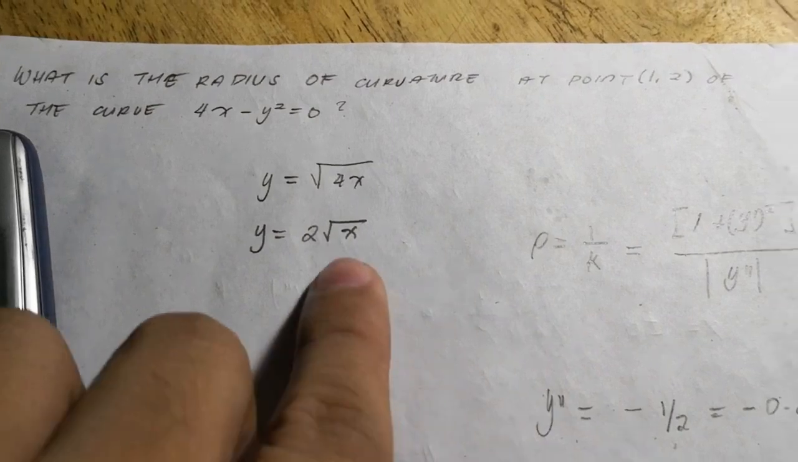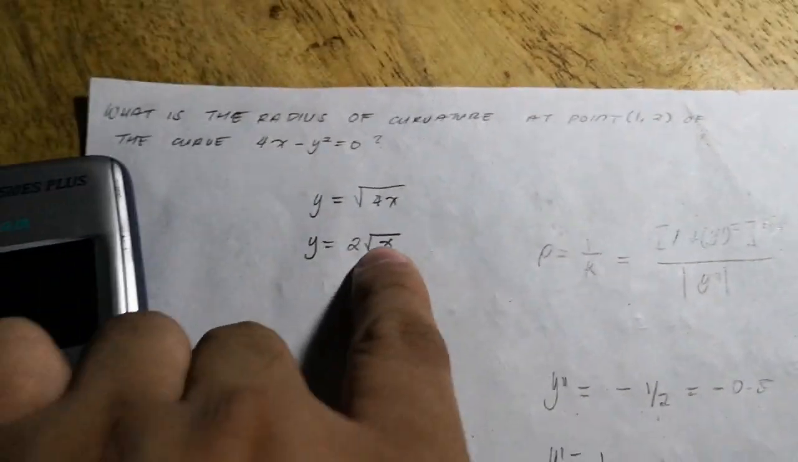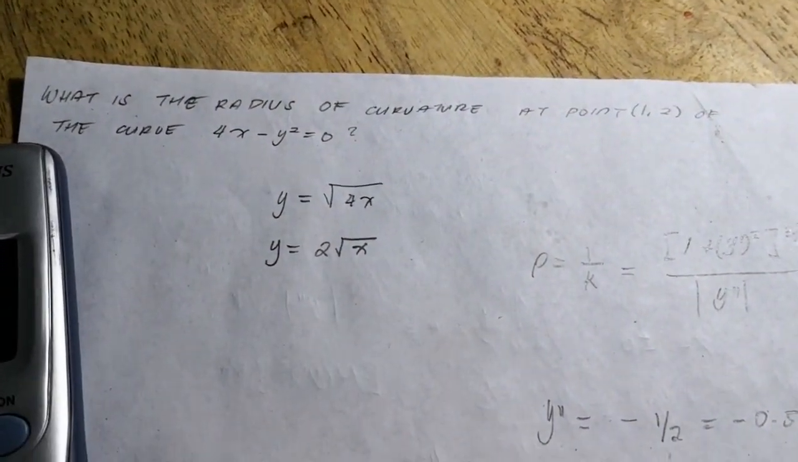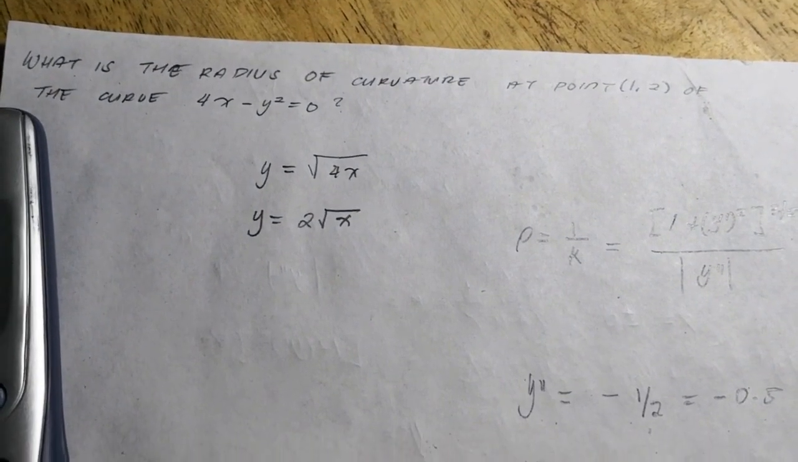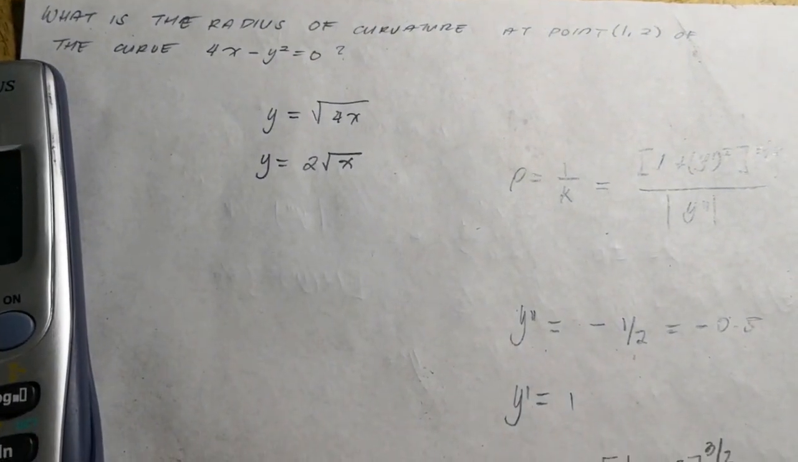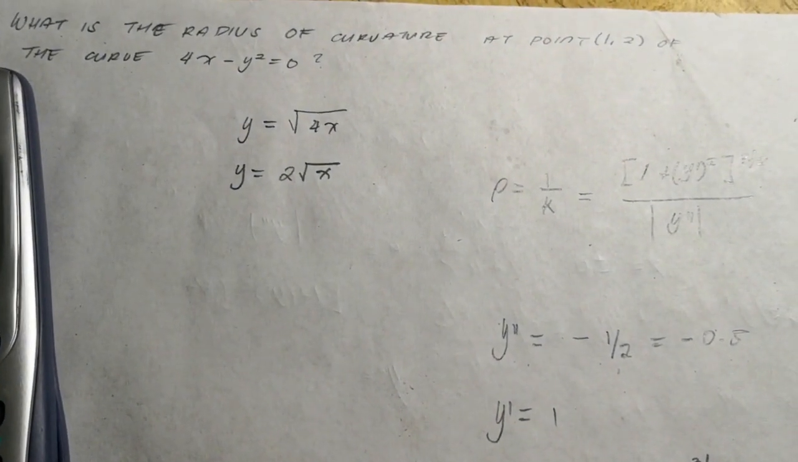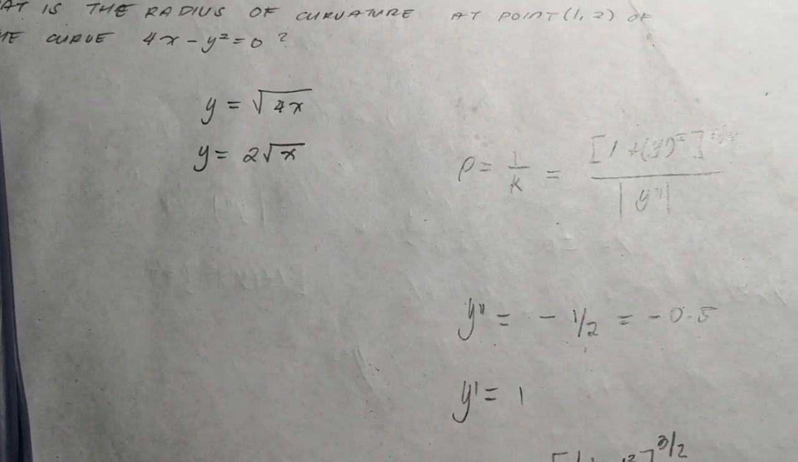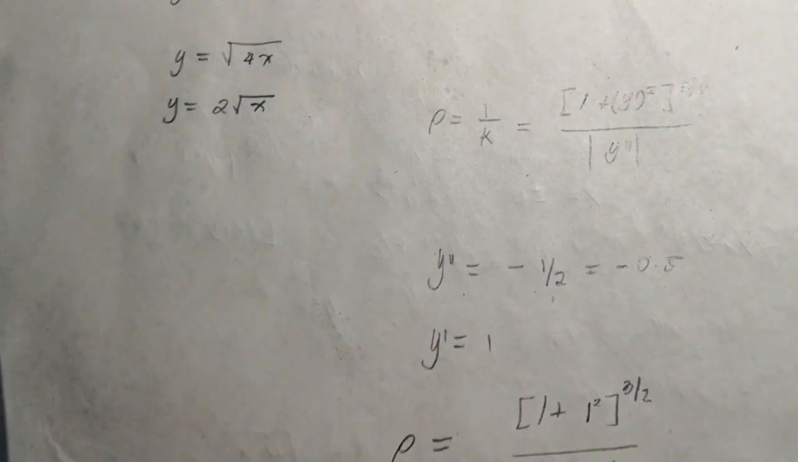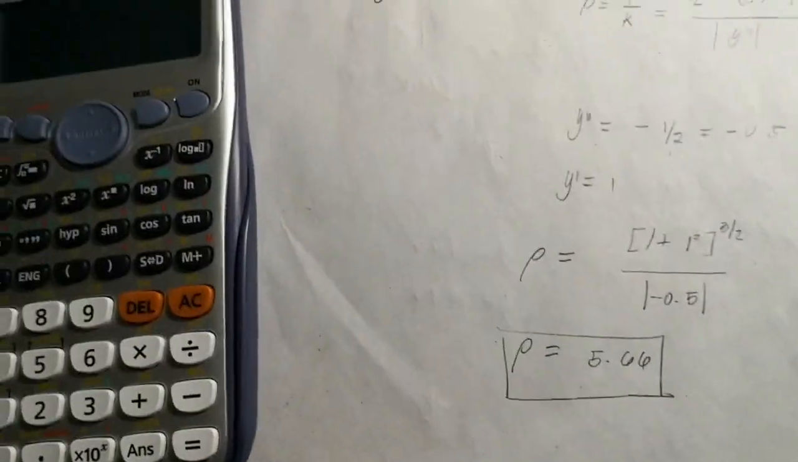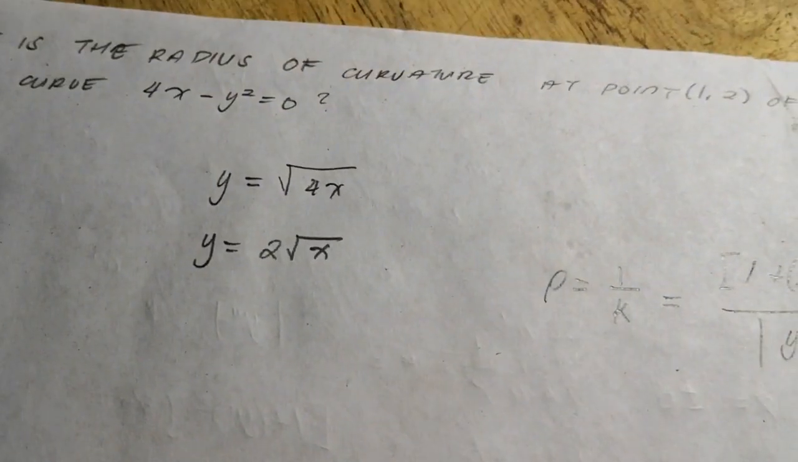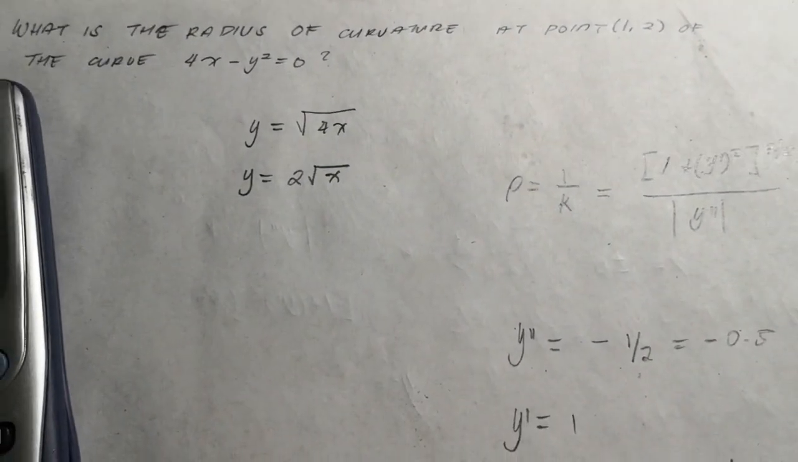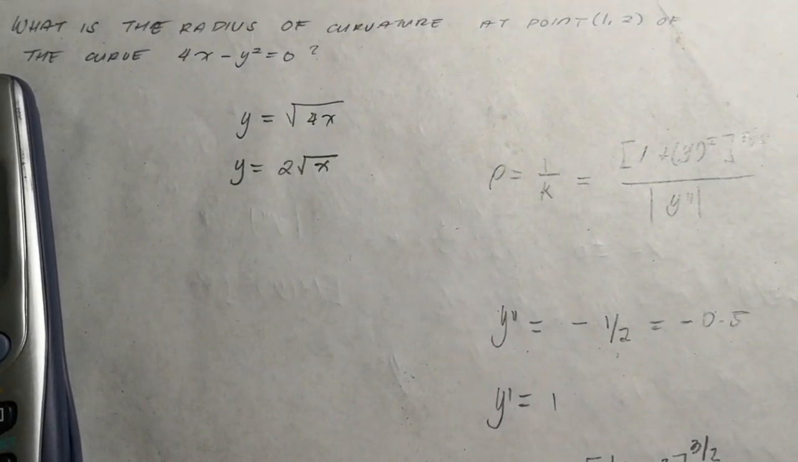But in this example, it's just simple, no? You can just take the derivative without any problem. But the limitation of this is that when you cannot express the function in terms of x, then you cannot use this technique. So this is only applicable for functions, particularly explicit functions.